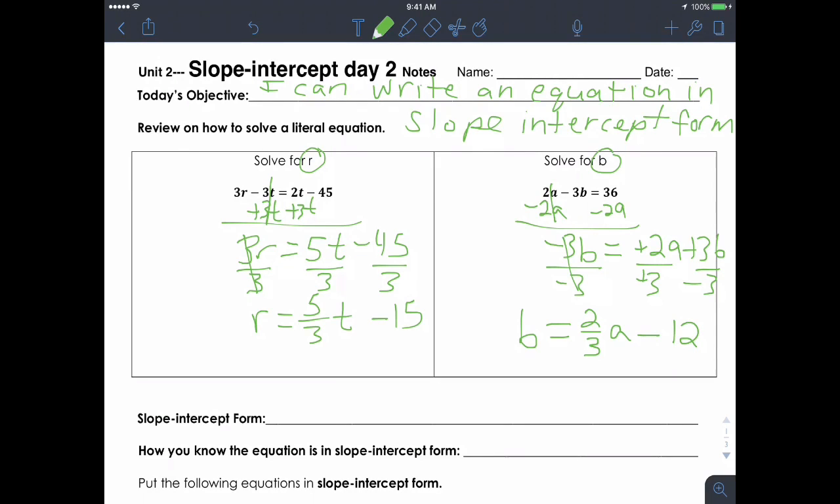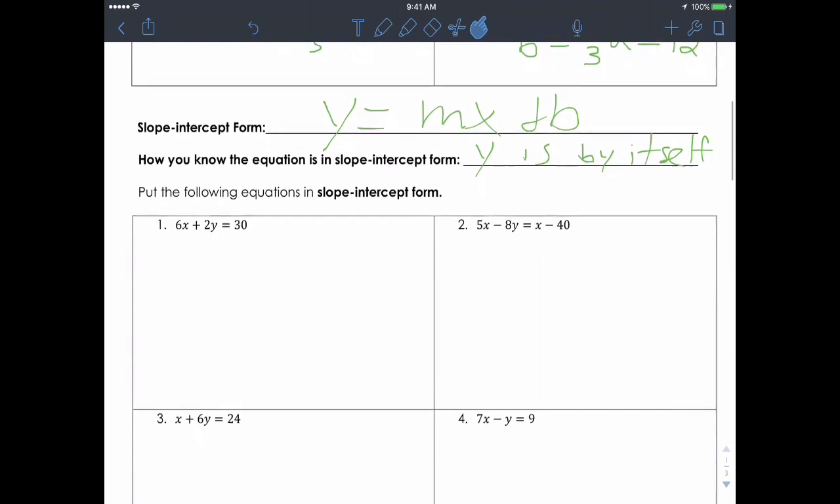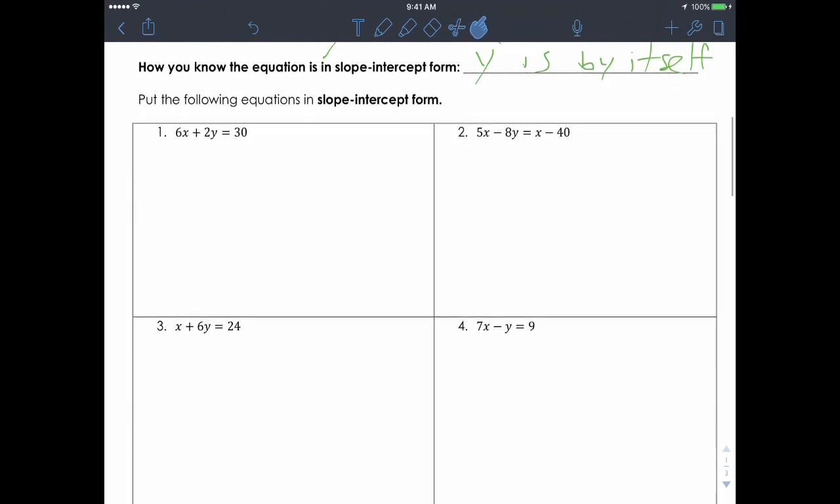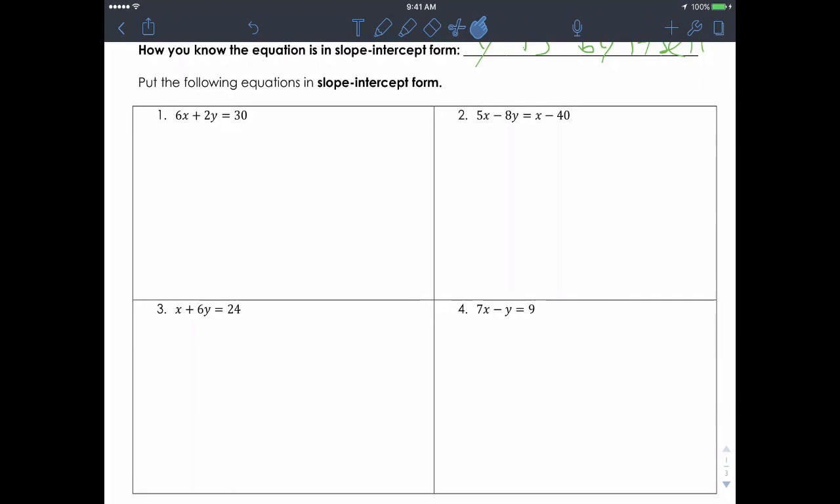Now what we're going to be doing today is using this kind of knowledge to be able to write something in slope-intercept form. Just to remind you, slope-intercept form is y equals mx plus b. And how do you know something is in slope-intercept form? The way you know is because y is by itself.